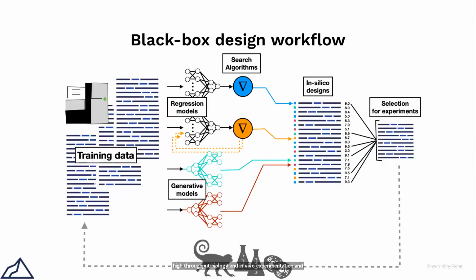Here's a schematic describing, on a high level, what a black box design workflow might look like. The high-level objective is to design novel sequences that have improved properties relative to what you might have observed previously. The ground truth function is a complex biological process. In our case, that is the delivery of genetic material to target tissues in vivo.